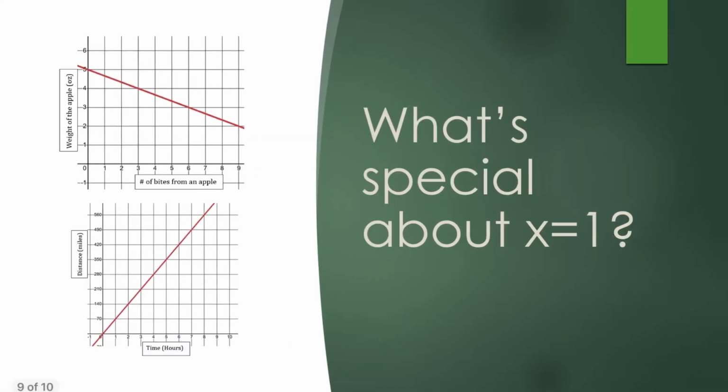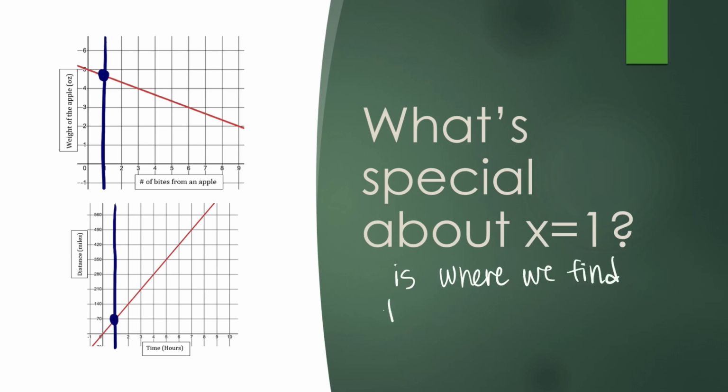So let's take a look at those two graphs then. I have them copied over here. What's special about x equals 1? It's going to represent the unit rate. So here's x equals 1. There it is. X equals 1 is where we find the unit rate, kind of like how I said before with that example of the 70 miles per hour.